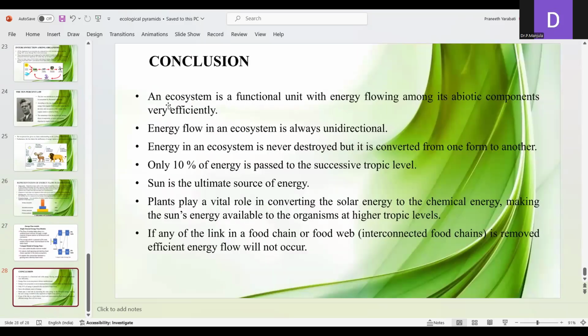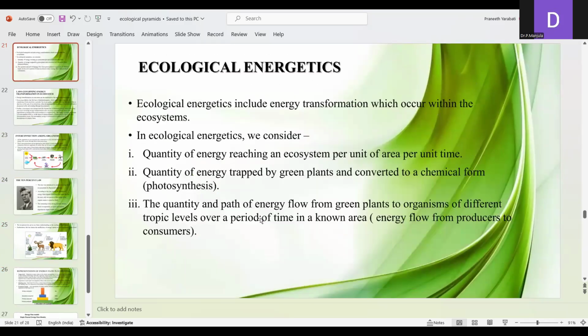We already discussed that an ecosystem is a functional unit with energy flowing among its biotic and abiotic components very efficiently. Energy flow in an ecosystem is always unidirectional. Energy is never destroyed, but it is converted from one form to another. Only 10% of energy is passed to the successive trophic levels. The sun is the ultimate source of energy. Plants play a vital role in converting solar energy to chemical energy and making the sun's energy available to organisms at higher trophic levels. If any link in the food chain or food web is removed, efficient energy flow will not occur, because food chains and food webs are interconnected. So this is about the energy flow in an ecosystem.